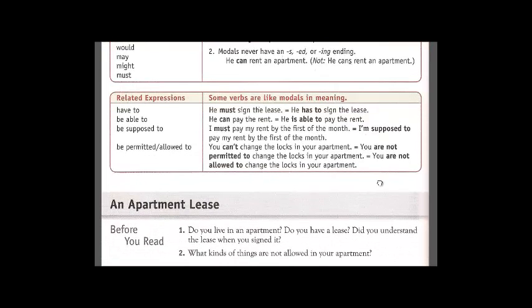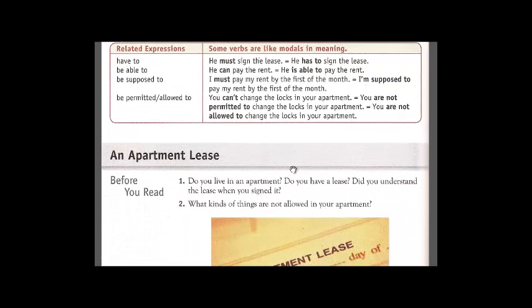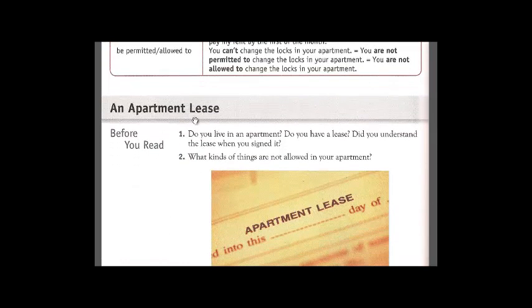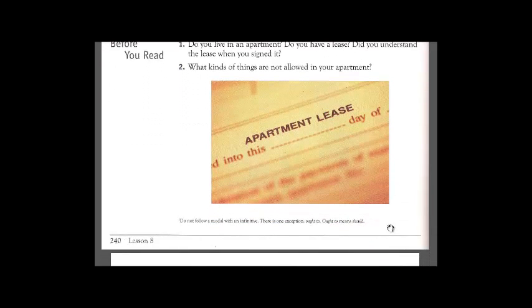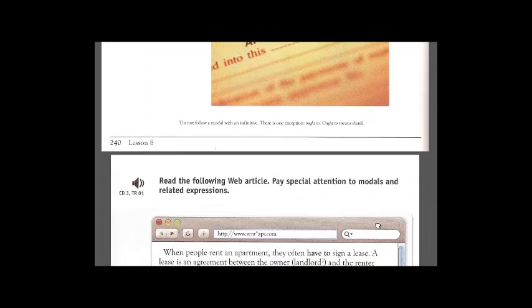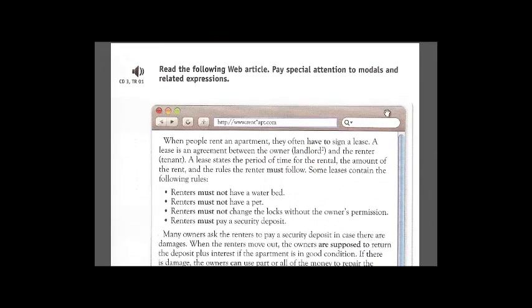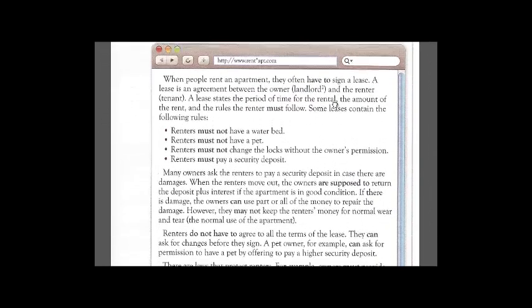So this is what we're going to be talking about in this chapter. Here, an apartment lease. Do you live in an apartment? Do you have a lease? Do you understand the lease when you sign it? What kinds of things are not allowed in your apartment? A lease is like a contract, if you're leasing or renting your apartment. So here we're going to read the text.